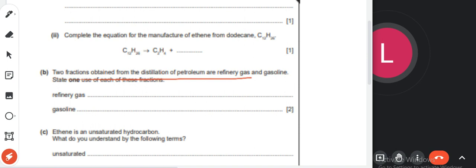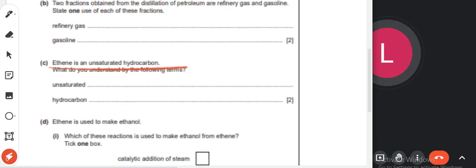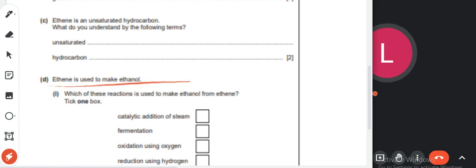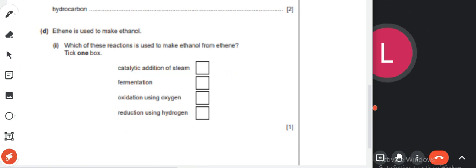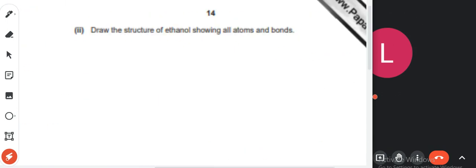Two fractions obtained from the distillation of petroleum are refinery gas and gasoline. State one use of each, where they find practical uses. Ethene is an unsaturated hydrocarbon. What do you understand by the term unsaturated hydrocarbon? We've talked about that earlier. And it says ethene is used to make ethanol. Which of these reactions is used to make ethanol from ethene? Whether it's the catalytic addition of steam, fermentation, oxidation using oxygen, or reduction using hydrogen. We've talked about all that.